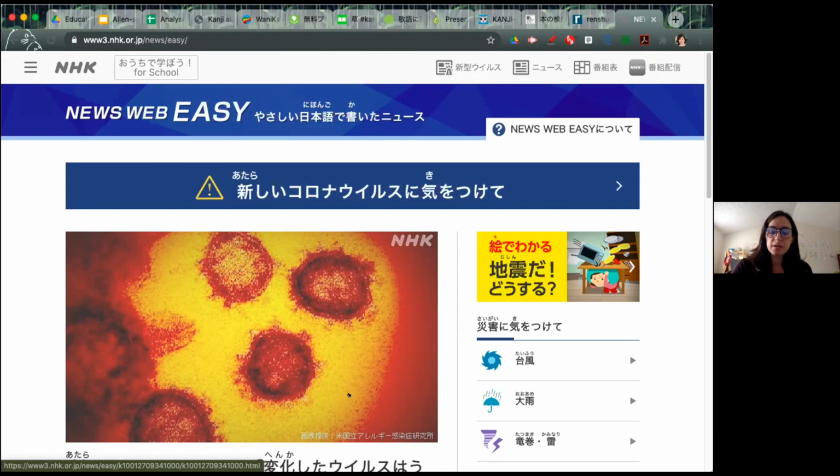But I do tend to work on culture together with grammar, followed by vocabulary and kanji as a way of pulling it all together. That's my most typical sequence.